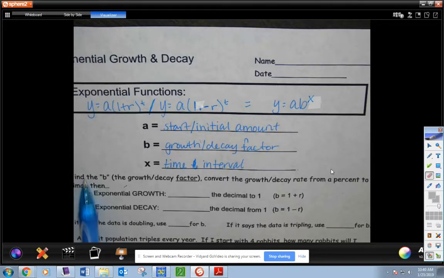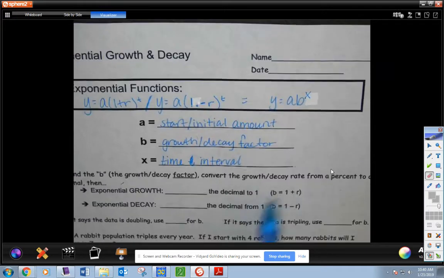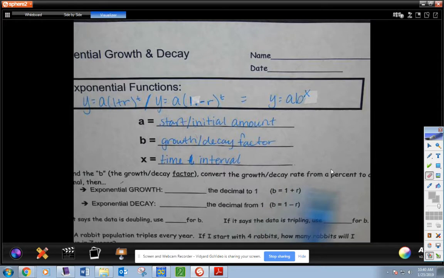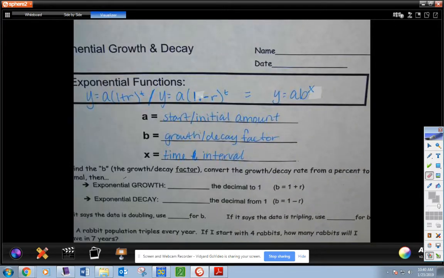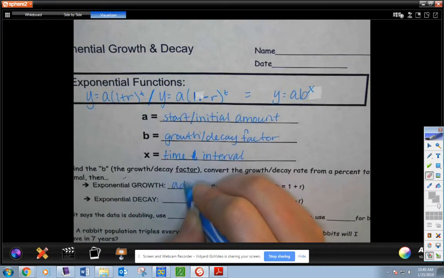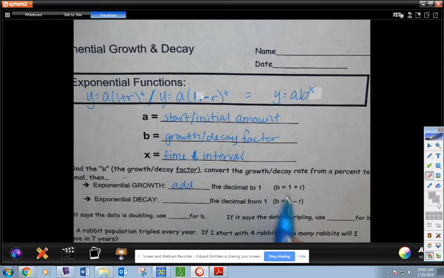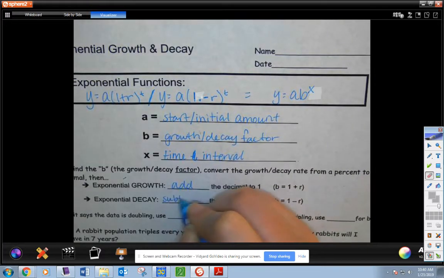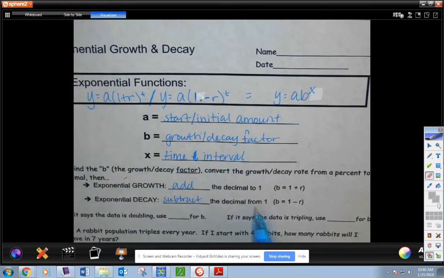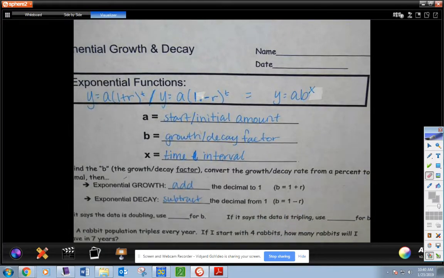So to find b, the factor, you have to convert your rate from a percent to a decimal. And remember, from a percent to a decimal, you have to move it 2 times. So when we're doing growth, you must add the decimal to 1. And when we're doing decay, you must subtract the decimal from 1. So it's always got to be 1 minus r. If you go the other way, you'll get your answers backwards.